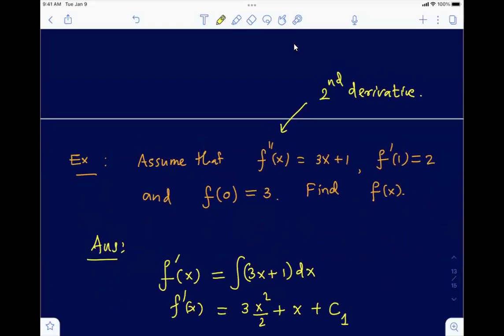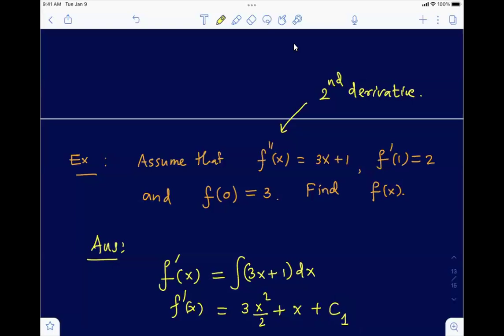You use the power rule and you end up getting 3x squared over 2, and then plus x. When you integrate 1, it becomes plus x. And then you have a constant. Instead of writing it like c, let's call it c1, because in this process, you're going to see two constants no matter what.